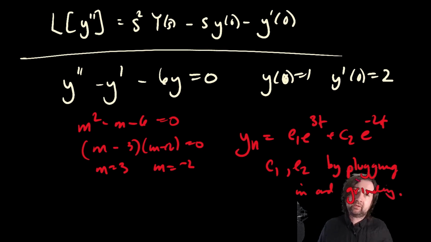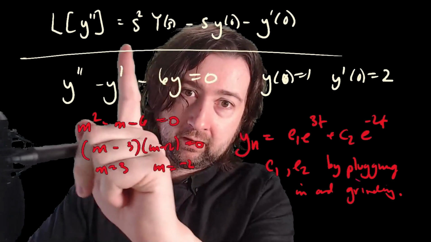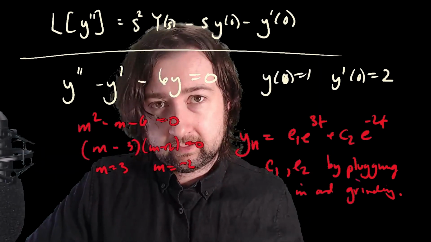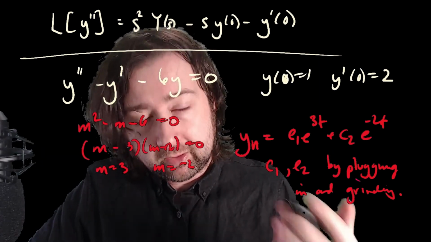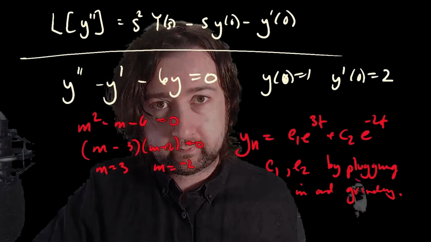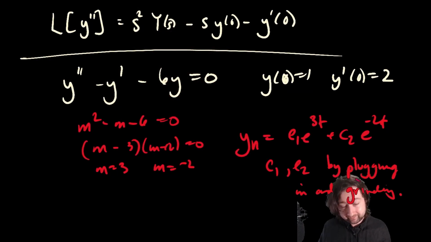So the Laplace transform is going to make this much more elegant. And the reason is I actually don't have to plug in to find the c1 and the c2. Because this transform right here includes the initial conditions, they are already going to be built into the answer that comes out, which is pretty elegant. So let's do the same problem, but let's do it with the Laplace transform.